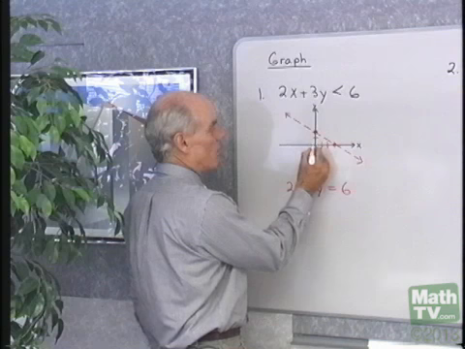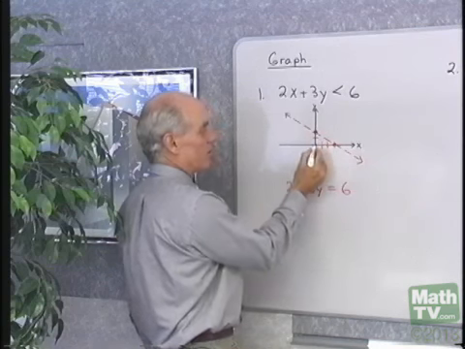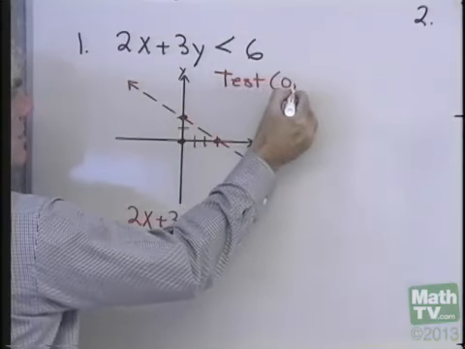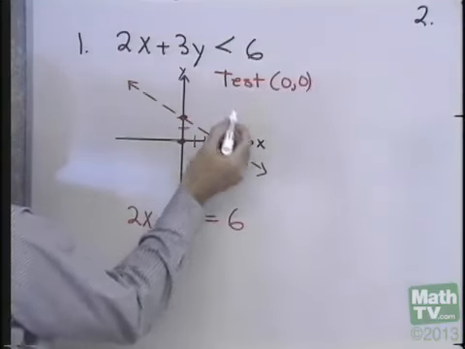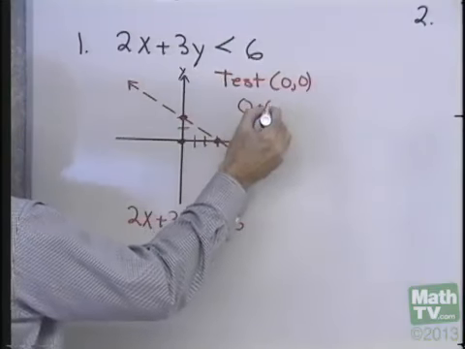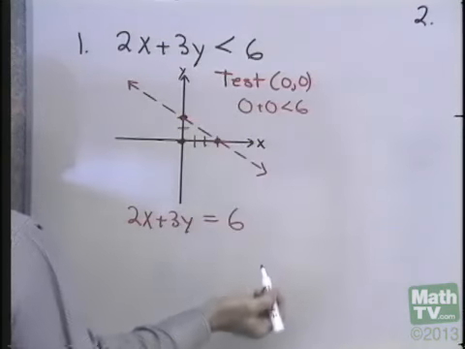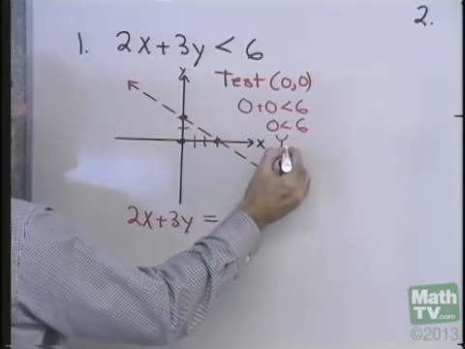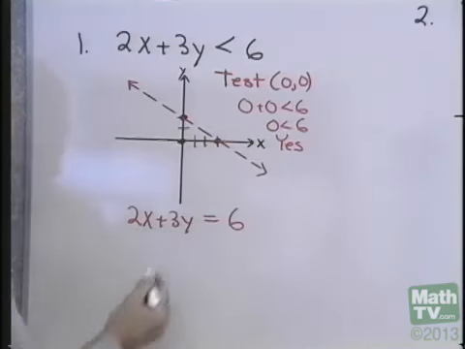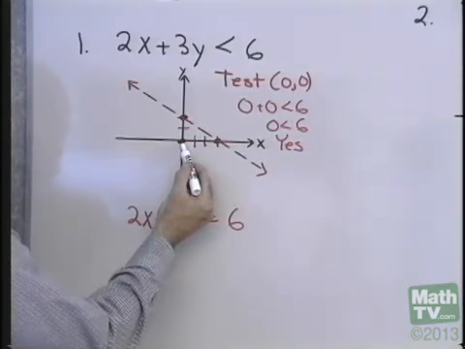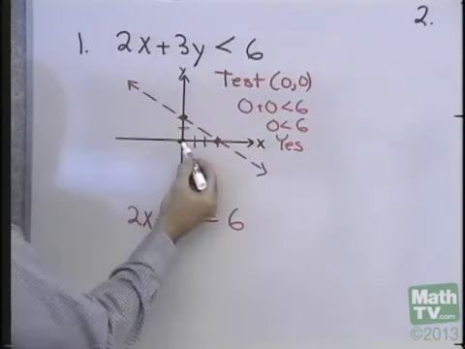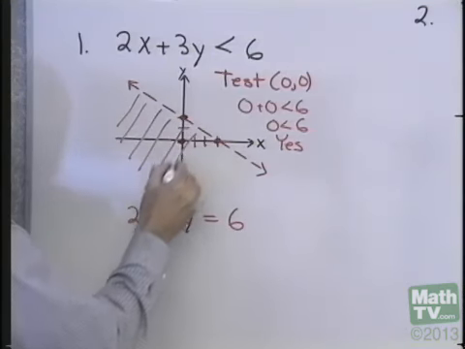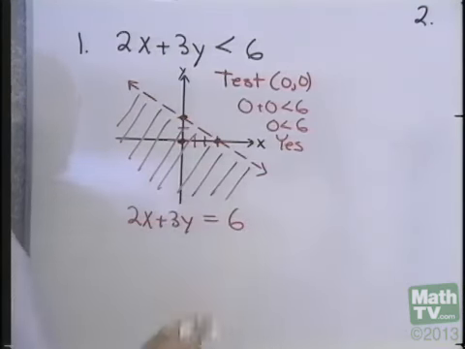A good test point when it doesn't lie on the boundary line is the origin. So let's test the origin, (0, 0), in the original inequality. 0 plus 0 less than 6. The question is, is that a true statement? Is 0 less than 6? The answer is yes, that's a true statement. So this point right here satisfies this inequality. It lies below the boundary line, so all the points below the boundary line are solutions to that inequality.